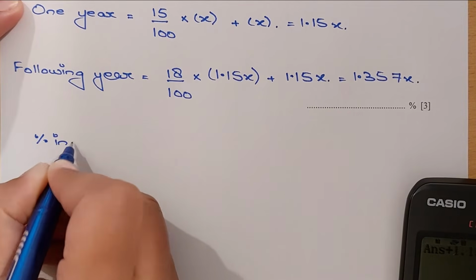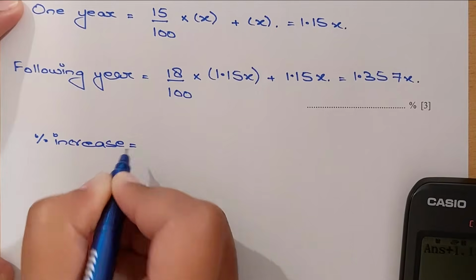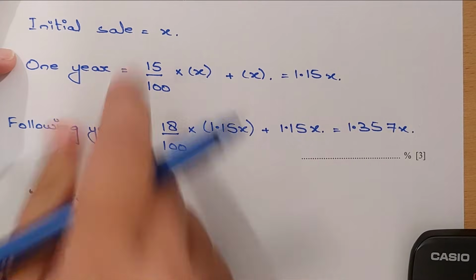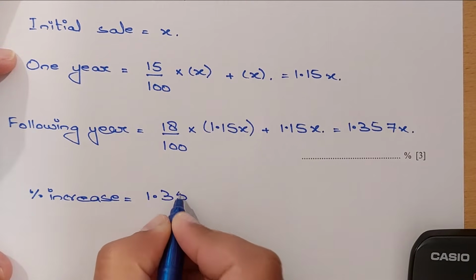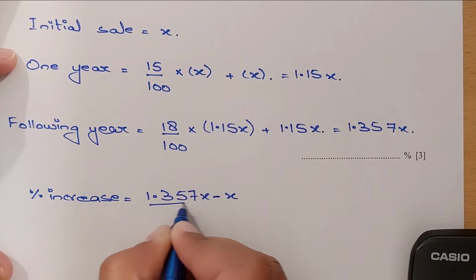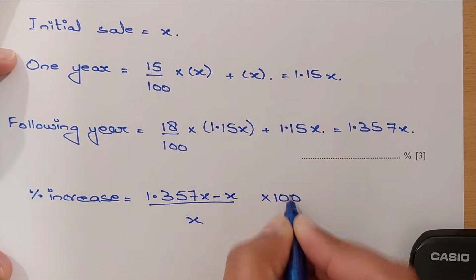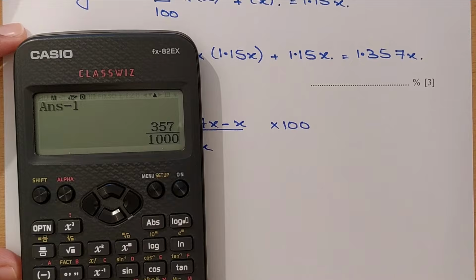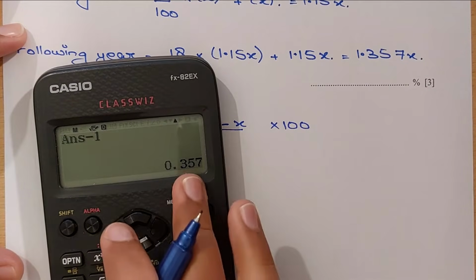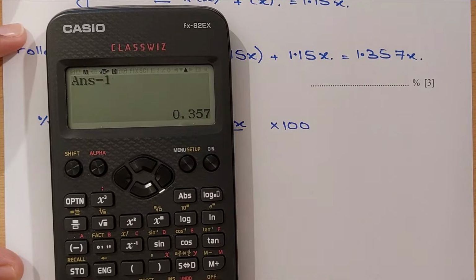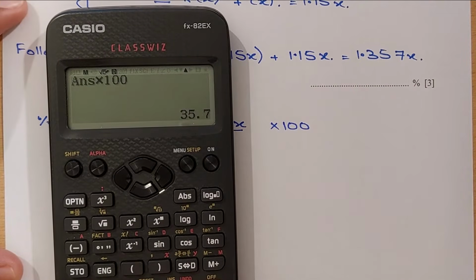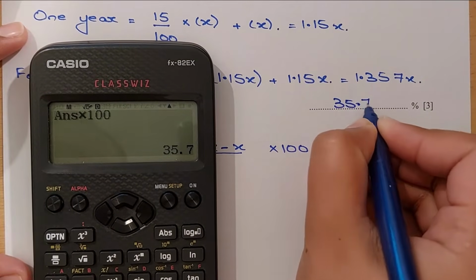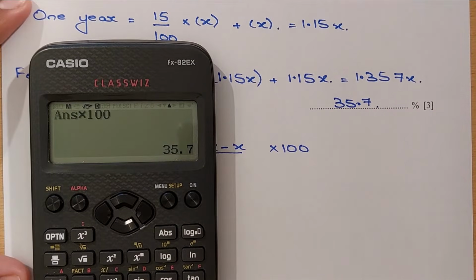Now we need to calculate the overall percentage increase in the sale. So percentage increase is, we need to find how much is the increase. This subtract the initial. How much is the increase means this quantity and the initial one. So 1.357x subtract x, divided by the original, multiply by 100. Right. So this quantity is subtracting with 1, right? And this equals 0.357x, and x is cancelled with this x and times by 100. So this is equivalent to 35.7%. This is the overall percentage increase in sales.